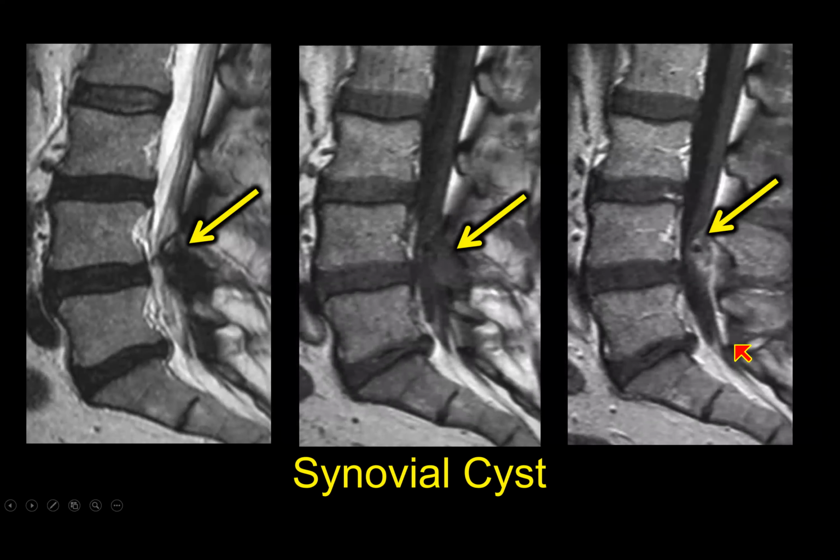If we give contrast, we might see unusual enhancement around a synovial cyst that can be confusing at that level. Here's a sagittal T2, the T1 and the post-contrasted, where we see some enhancement around this synovial cyst that was extending back posteriorly.